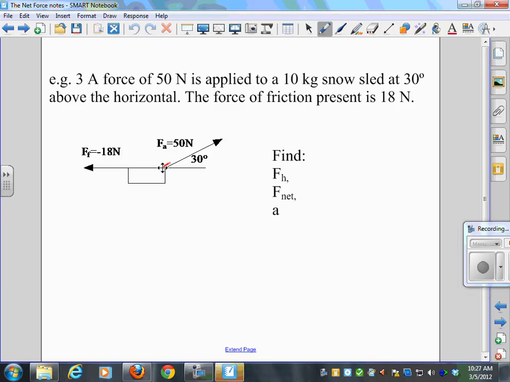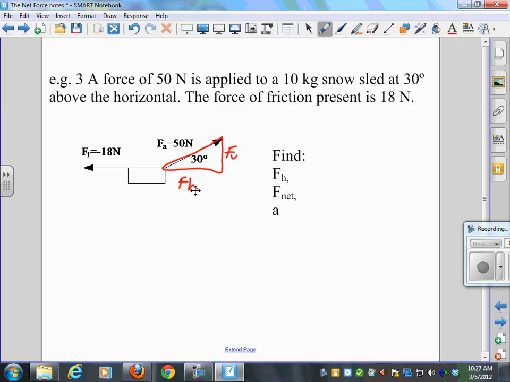So when we talk about components, we're talking about this triangle here. This is Fh, and this is Fv. No, Fh equals Fh. Fv is another thing. Fh is the horizontal component. How much of that 50 newtons is actually pulling it sideways? And the vertical component is how much of it is actually lifting it up.